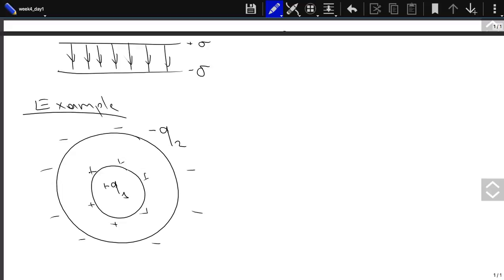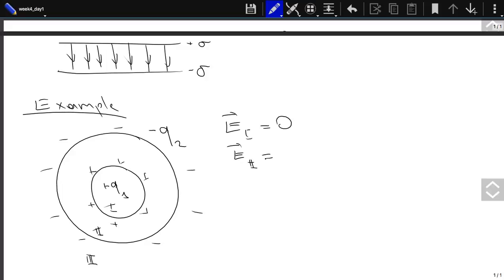Let me just write down immediately the electric field. Let's divide it into various regions, 1, 2, and 3. Electric field in the first region: I have uniformly charged shells, and I'm inside those uniformly charged shells. It is 0.